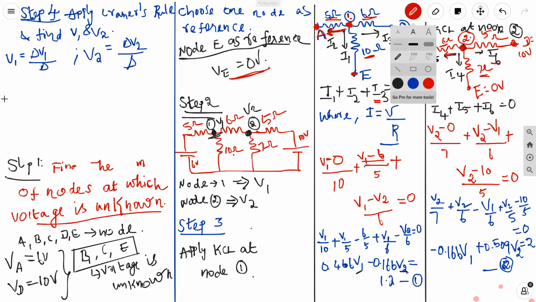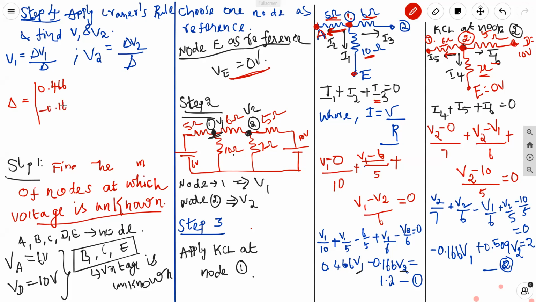So the formula for del is: del is nothing but the determinant of the matrix formed by the coefficients of the unknowns in equation 1 and equation 2. So equation 1 coefficients are 0.466 and the second coefficient minus 0.166. Similarly, equation 2: minus 0.166 and 0.509. Okay, so you just do the cross product and find the determinant. You please do it by yourself and verify this.